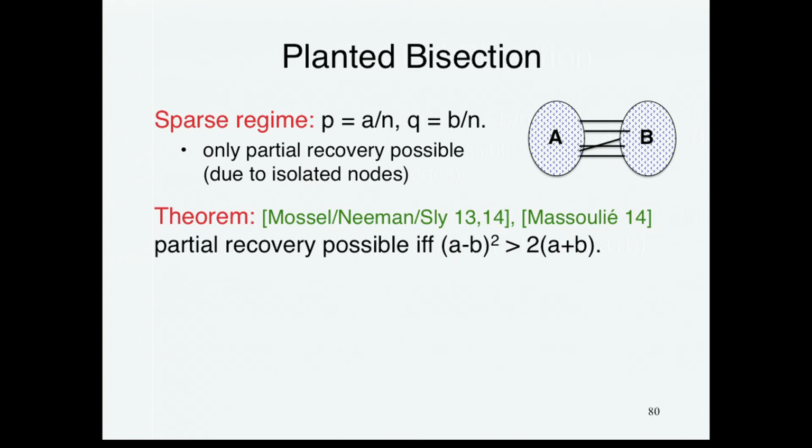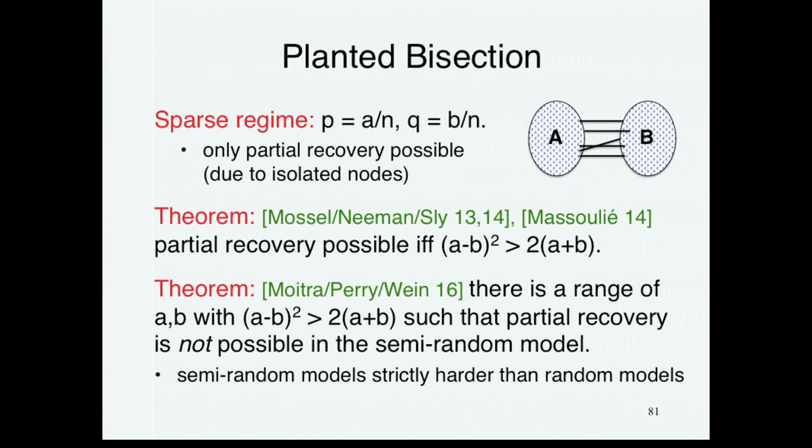That's for the random model. So what about for the semi-random model? This is defined just like before. So an adversary can delete edges crossing the bisection or add edges inside each of the two clusters. And this was just in STOC a couple months ago, Moitra, Perry, and Wein. They show there's actually a separation. They show that in the sparse regime, there exists a monotone adversary that can actually screw up every algorithm, even in parameter regimes where this condition holds.